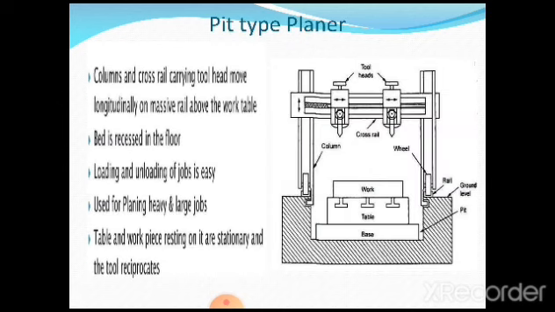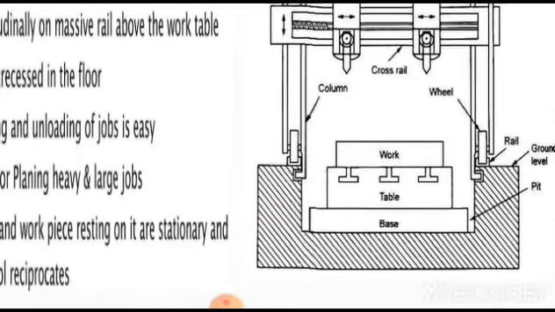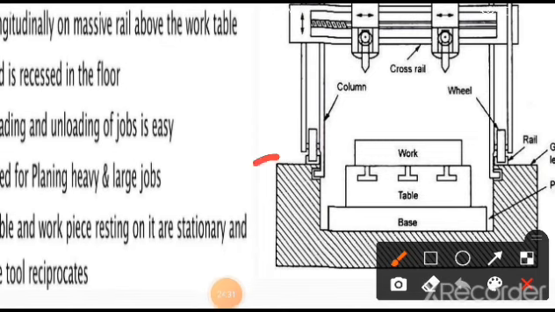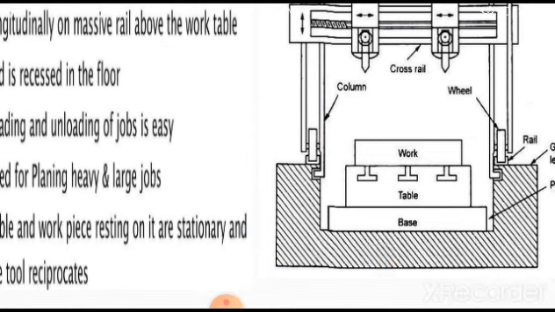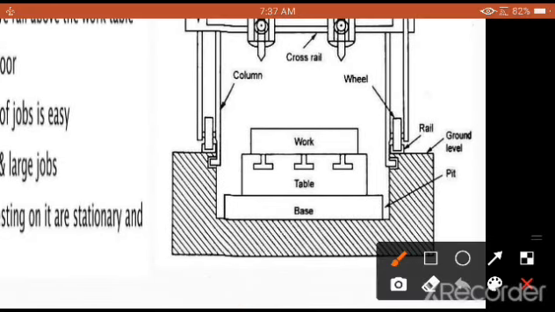Now let us understand the next type of planer, called a pit type planer. A pit means what? The hollow portion provided below the ground is called a pit. This entire portion you see is nothing but the ground itself. Okay, observe carefully here, as you see on the sketch. This is called the ground. So it is as good as an underground operation.